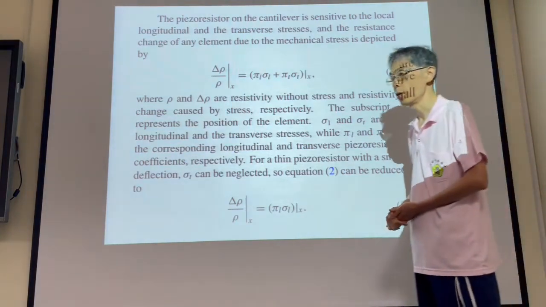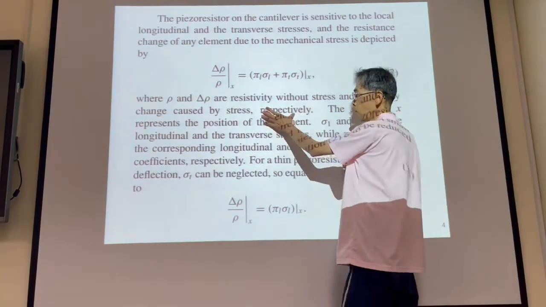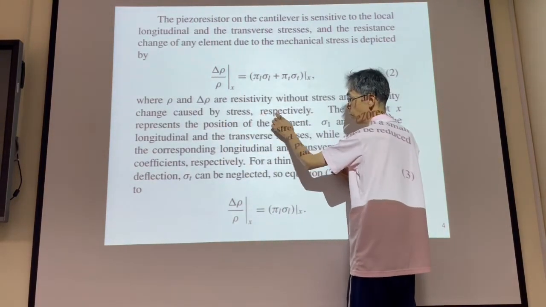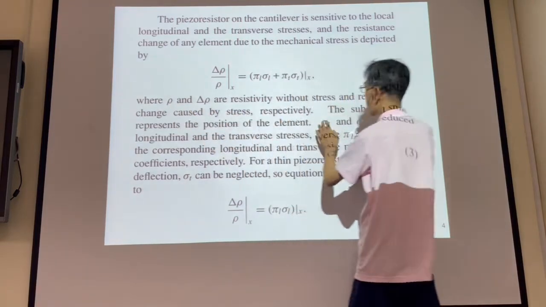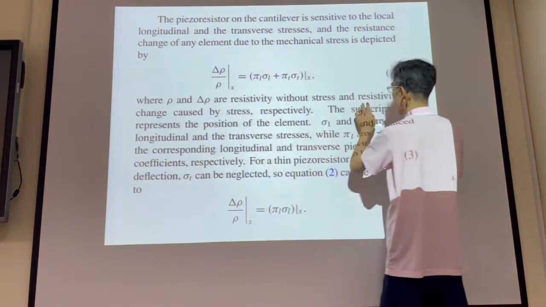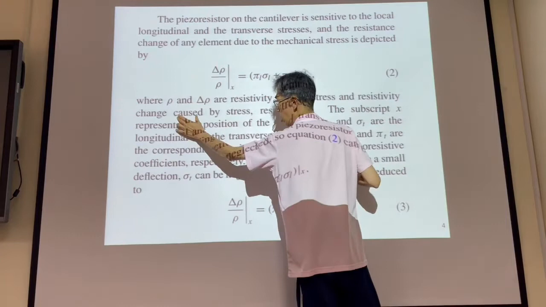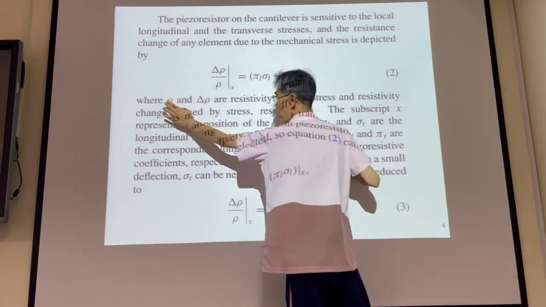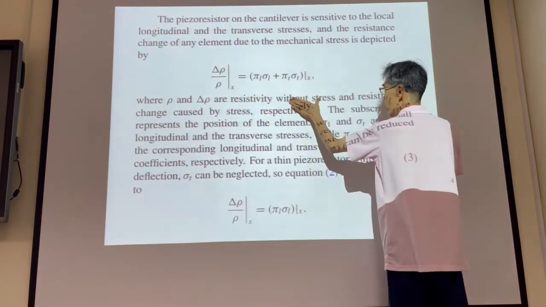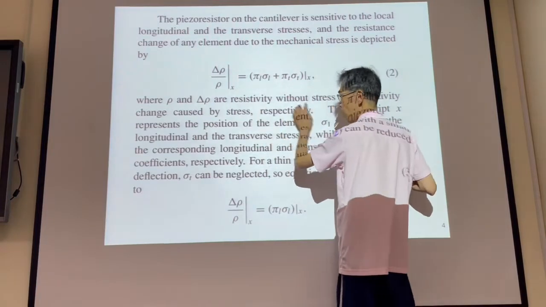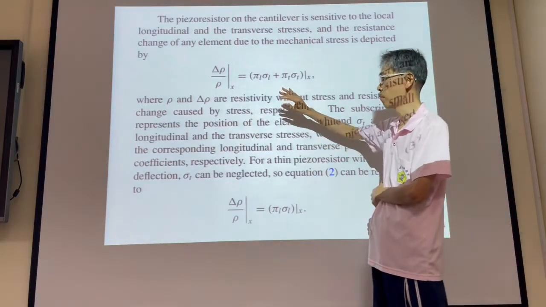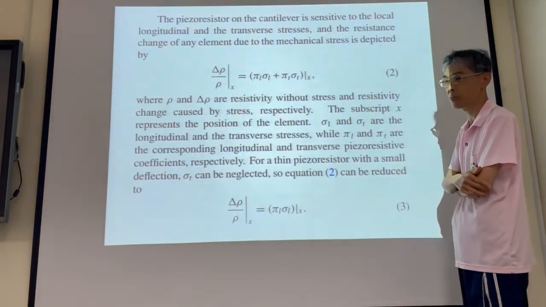Okay, stop. When you write English, it's very important. Usually, rho, delta rho, if you see the word respectively, means rho is the resistivity without stress, and delta rho, resistivity change caused by stress. So A and B are C and D respectively. So when you write an English journal paper, this is a very typical sentence you will see again and again.